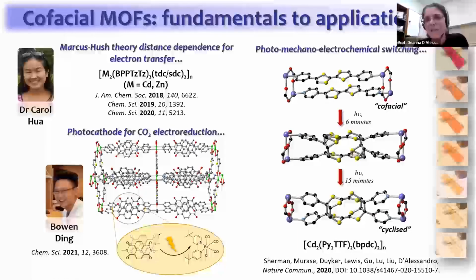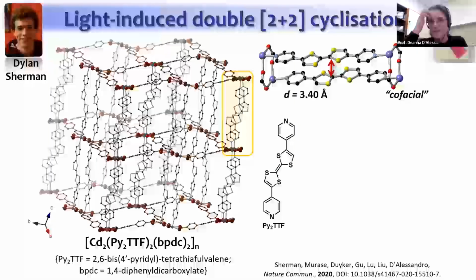But actually the example I wanted to tell you about today was an example that harnesses electroactivity in metal organic frameworks, but also brings about mechanical motion as well. So let me tell you a little bit about this story, and then I'll also share with you some of our very latest data out of the lab. So this is what we might like to call the parent metal organic framework. It exhibits that same double-walled or cofacial arrangement. In this case, we have a tetrathiafulvalene inspired ligand.